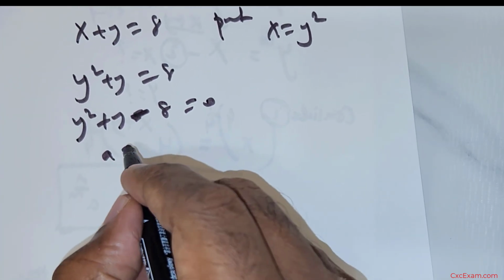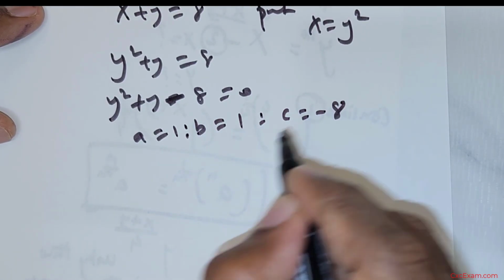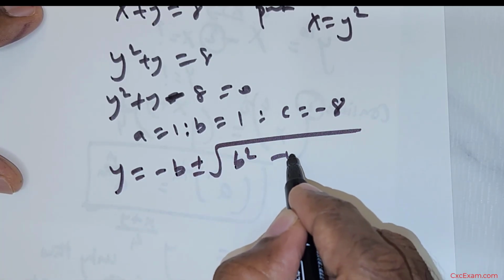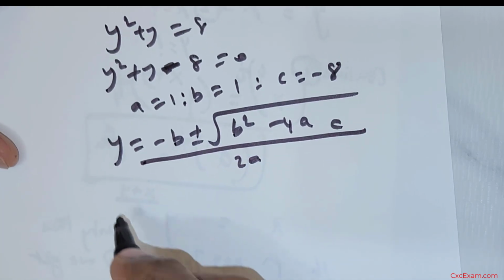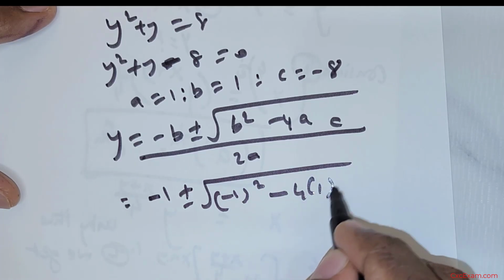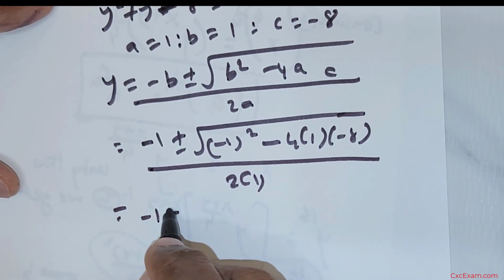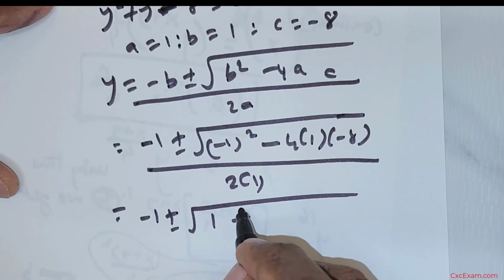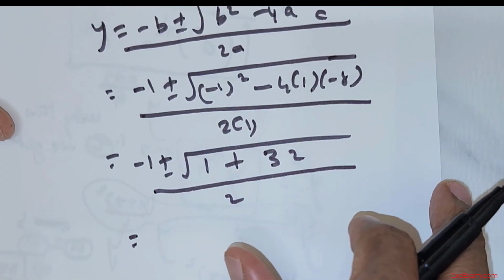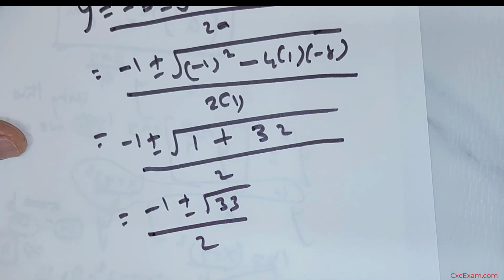I use the quadratic formula, so a is equal to 1, b is equal to 1, and c is equal to negative 8. So this means y is equal to (-b ± √(b^2 - 4ac)) divided by 2a, which is going to be (-1 ± √((-1)^2... (1)^2 - 4 times 1 times -8)) divided by 2 times 1, which means -1 ± √(1 + 32), since negative negative is positive and 4 times 8 is 32, divided by 2, which would give me (-1 ± √33)/2.